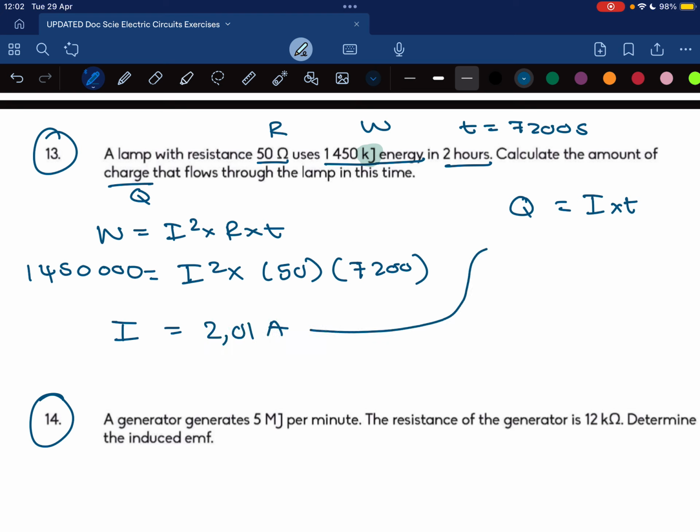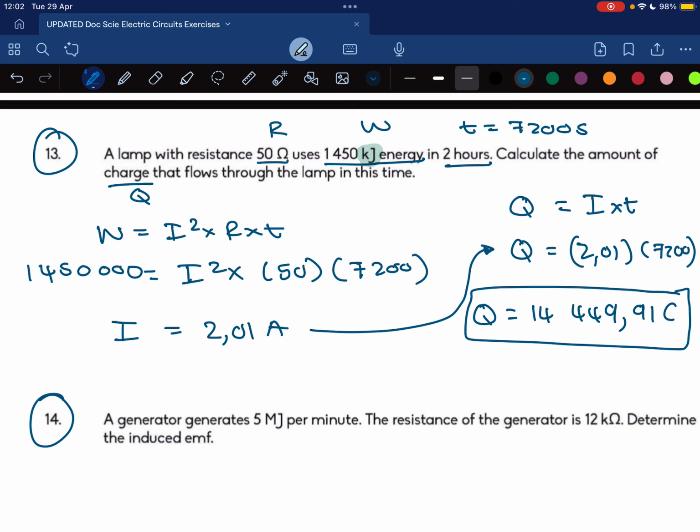Then we can take that current and put it in this equation and say, well, 2.01 amps multiplied by 7,200 seconds is going to be equal to 14,449.91 coulombs. Don't forget the unit.